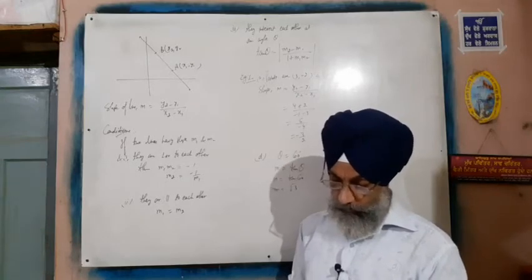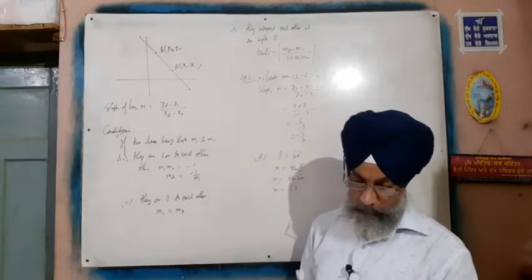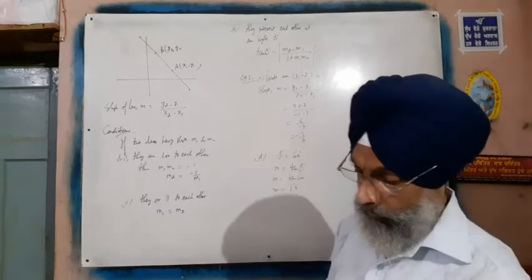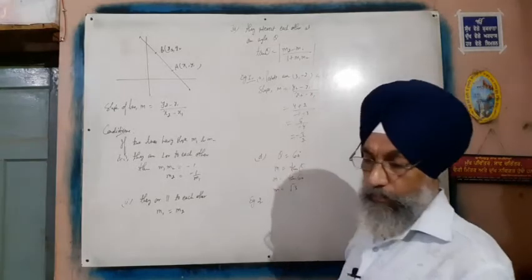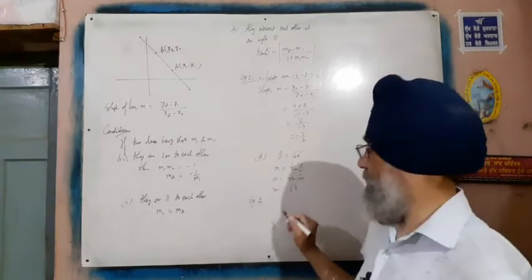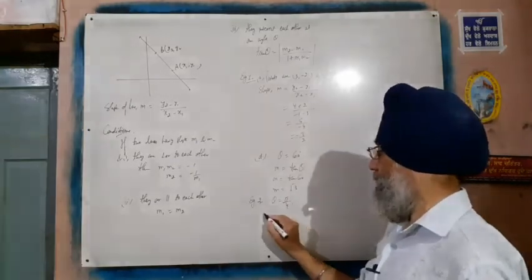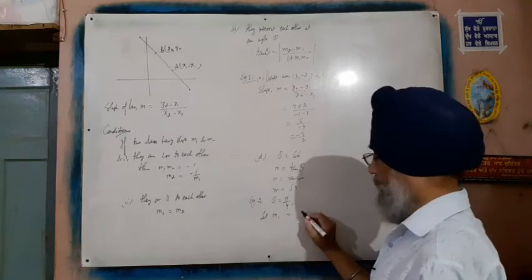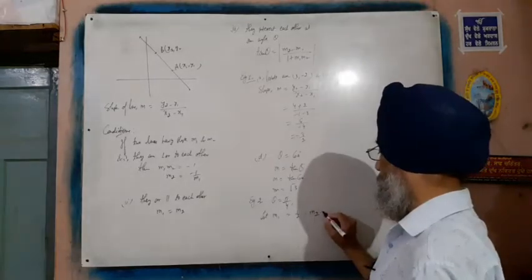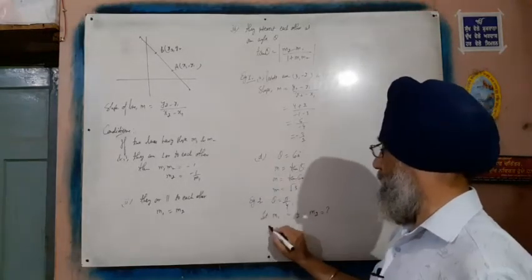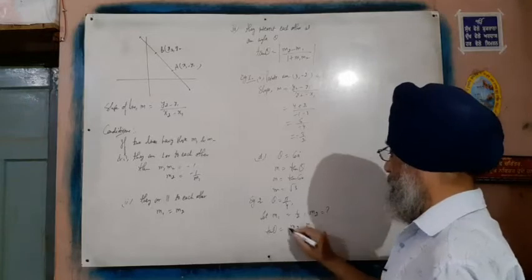Now, if we see example 2 here, in example 2, the angle between two lines is pi/4, the angle between two lines, that is theta, and the slope of one line is 1 upon 2. Let's say m1 is equal to 1 upon 2. Find the slope of the other line. We have to find the slope of the other line, say m2. Okay? So tan theta is equal to m2 minus m1 upon 1 plus m1 m2.